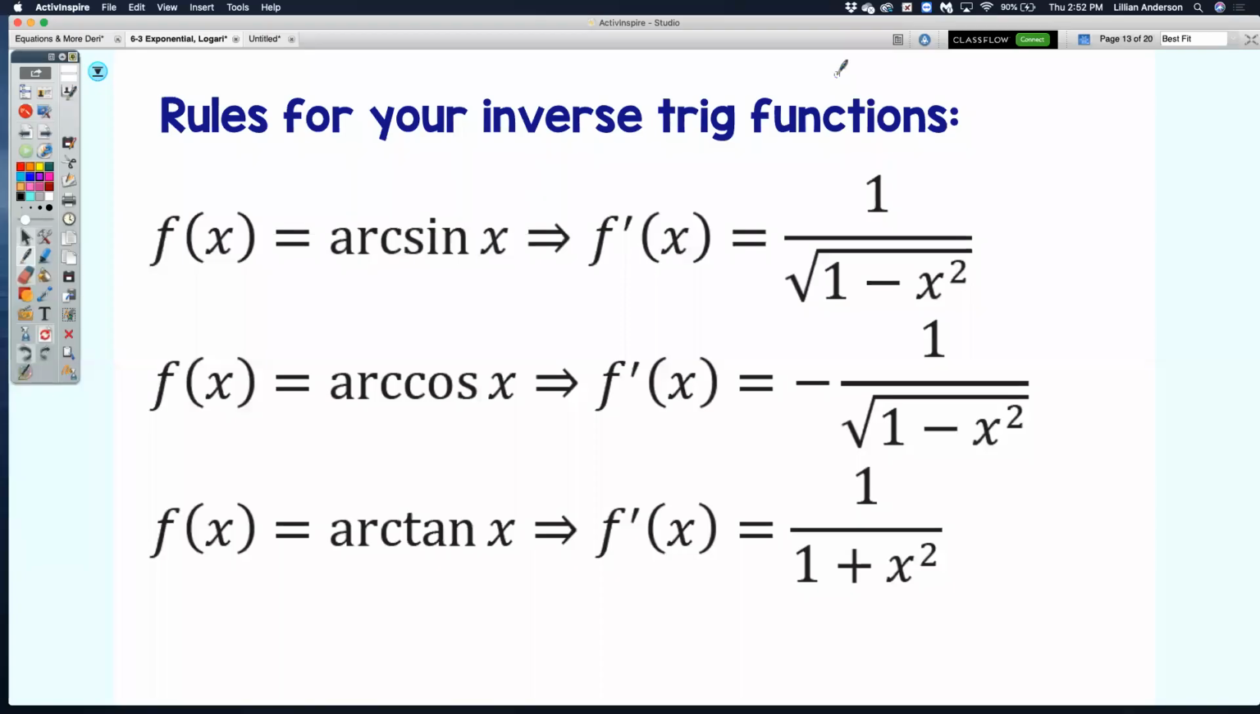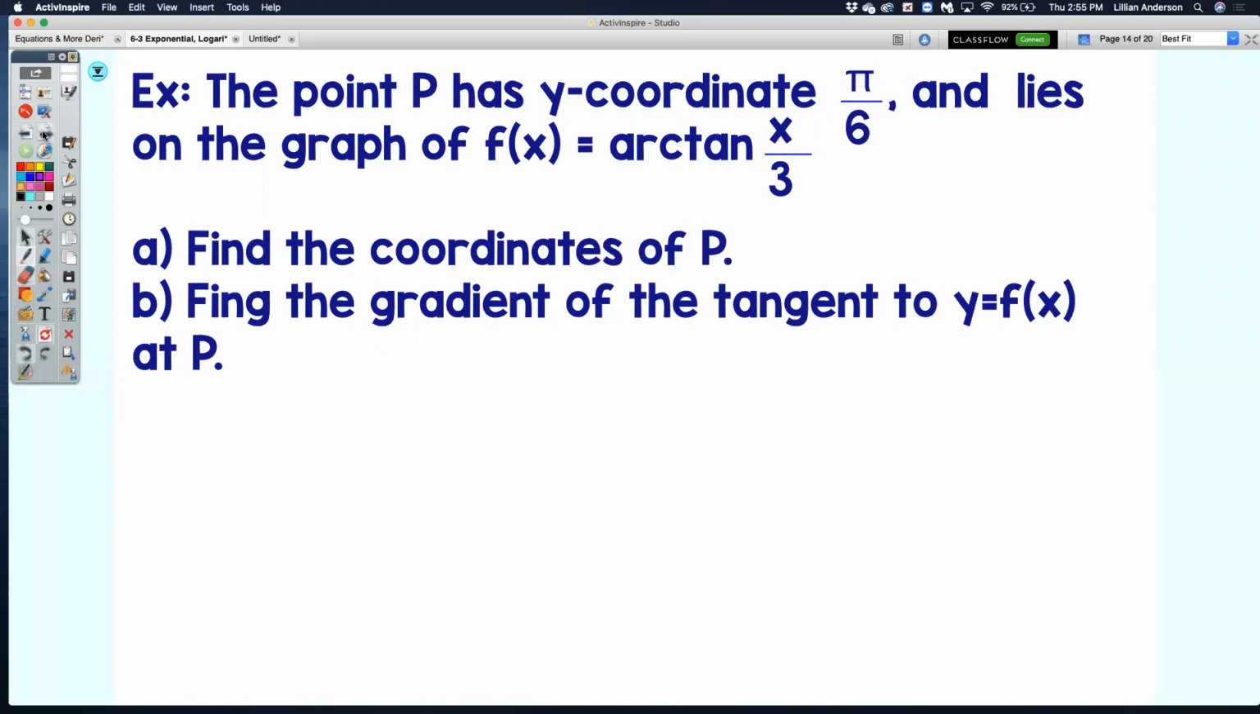Your inverse trig functions. Again, these two are in your reference booklet. Let's practice with them. Here we go.